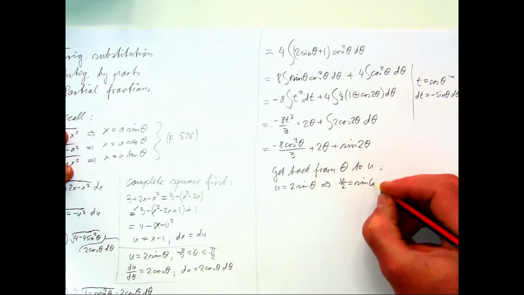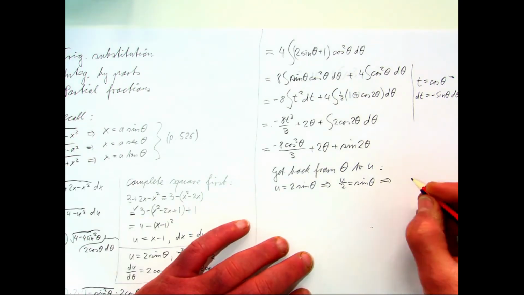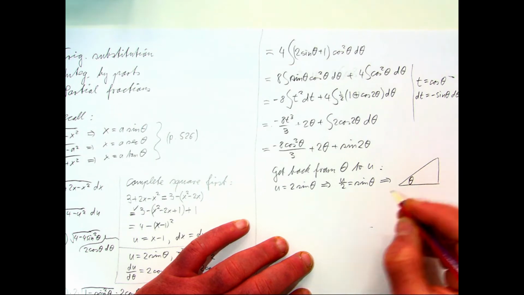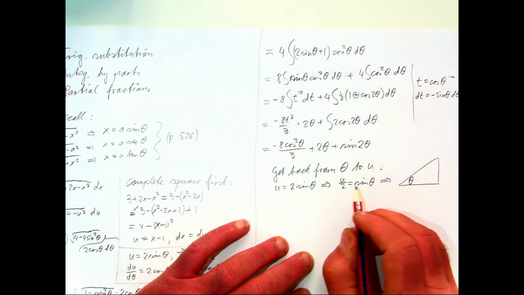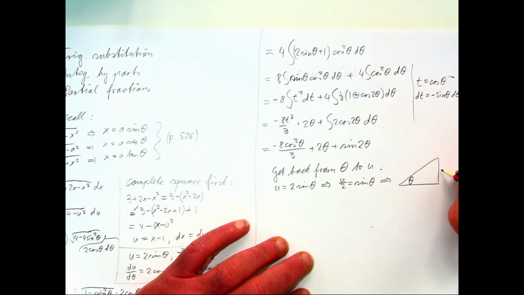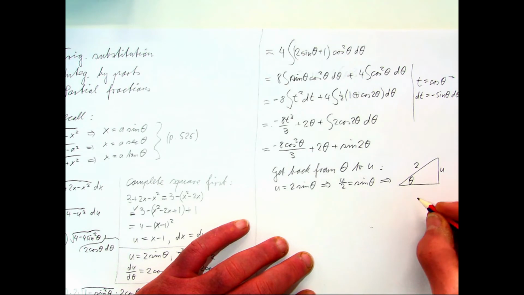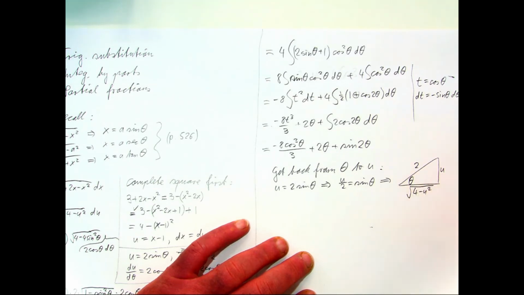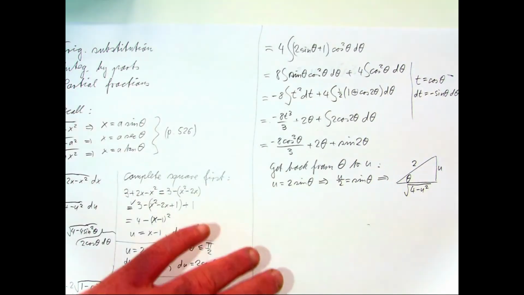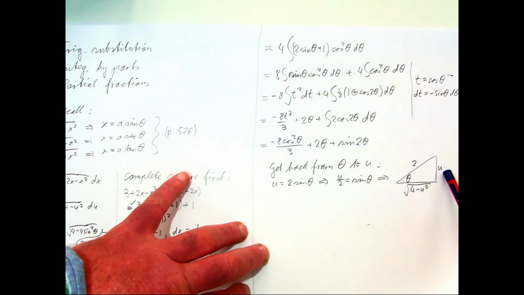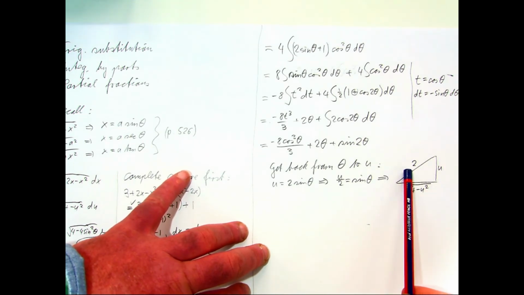And now you can start drawing your usual triangle with some angle theta here. And if the sine of theta is u over 2, then the u should be here and the 2 here. And then by Pythagoras, you read off what this side should be. It must be the root of 4 minus u squared. Why is that? Well, if you square this number, you get 4 minus u squared. If you square this number, you have u squared. Add them, you get 4, which indeed is the square of this.